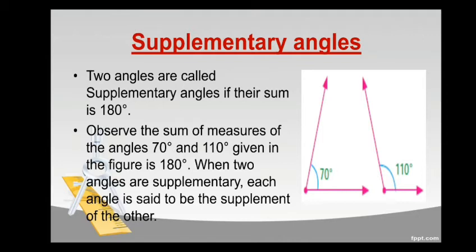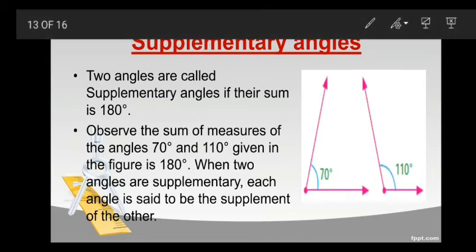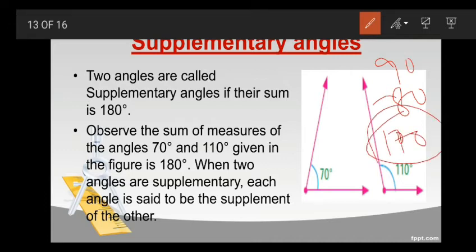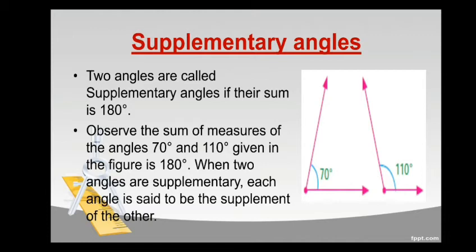Okay, suppose we have 90 and 80 degree. Are these two supplementary? No. When you add 90 and 80, you will get 170. They are not 180. So, this is not supplementary angles. 90 degree and 80 degree are not supplementary angles.